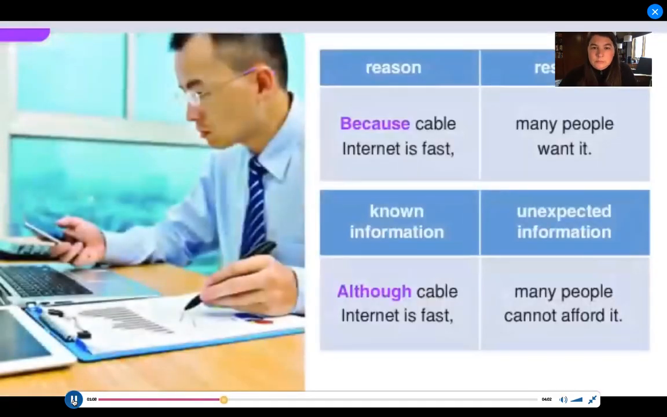Because cable internet is fast, many people want it. Although cable internet is fast, many people cannot afford it. So if you see, these are different results. The feeling is different. This makes sense. Because it is fast, people want it. You say, of course. And here, although cable internet is fast, the although is telling you there's going to be something unexpected, something not logical or not the same reason, not a reason.